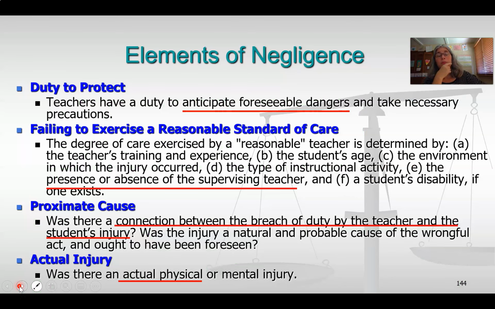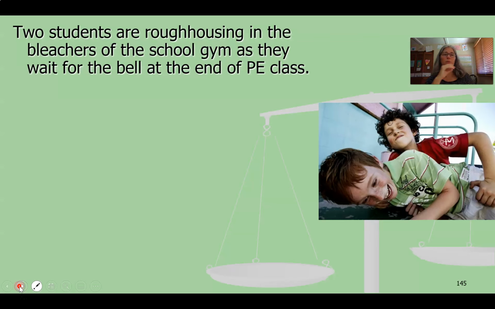Well, let's take a look. First of all, with duty to protect, they should have anticipated a foreseeable danger if students are running down the hallway and they're not supposed to. Secondly, they were there. There was a presence of somebody there, meaning they were there to witness it, so they had the opportunity to do something. Down below, a connection between the breach of duty and the student's injury. Well, the student only broke his arm because he collided with the students who were running. So if they were told not to run, they wouldn't have broken their arm. And yes, there was actual physical injury. So yes, the teachers could probably be found negligent there.